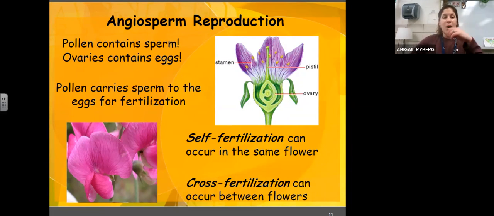Cross-fertilization is when pollen actually drifts through the air, probably making a lot of people sneezy in the meantime, and makes its way to another flower. A lot of plants are allowed to become fertilized in both of these ways. They can become self-fertilized, but also cross-fertilized.